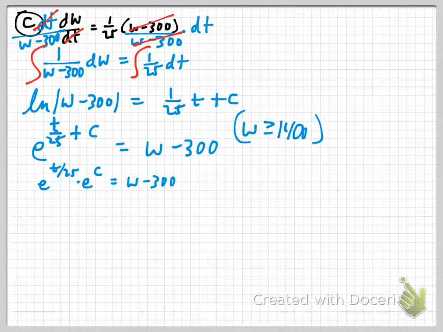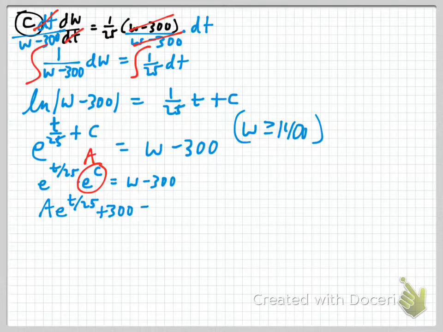Okay, well, the e to the c is just a constant. Let's just call it a. And so we can write this equation in terms of a, or some constant, multiplied by e to the t over 25. And let's add the 300 to both sides, is equal to W. Okay, well, this is where the initial condition steps in. Remember, W at 0 is equal to 1400. Okay, well, when we let t equal 0, this e to the 0 becomes 1. Okay, so we get a plus 300.